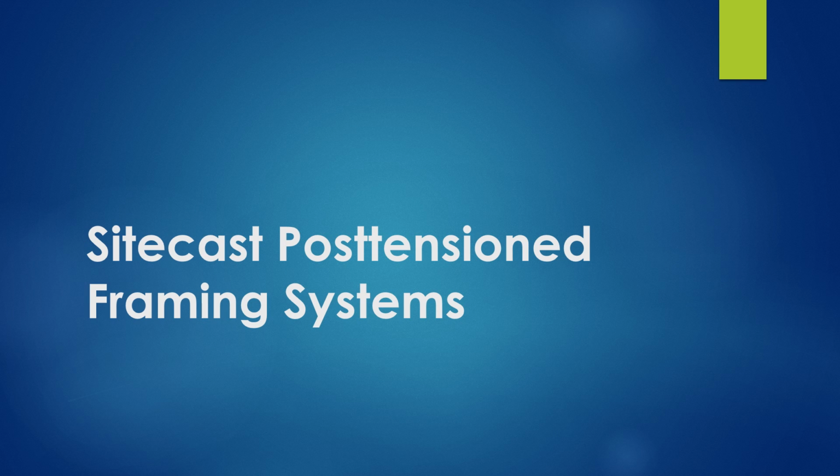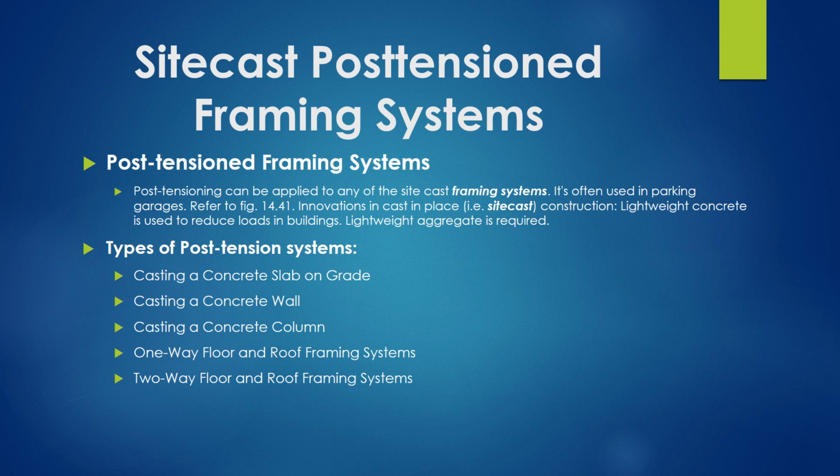Now we will talk about site cast post-tension framing systems. Post-tension framing systems can be applied to any of the site cast framing systems. It's often used in parking garages, and other types of post-tension systems are casting a concrete slab on grade, casting a concrete wall, casting a concrete column, one-way floor and roof framing systems, or two-way floor and roof framing systems.